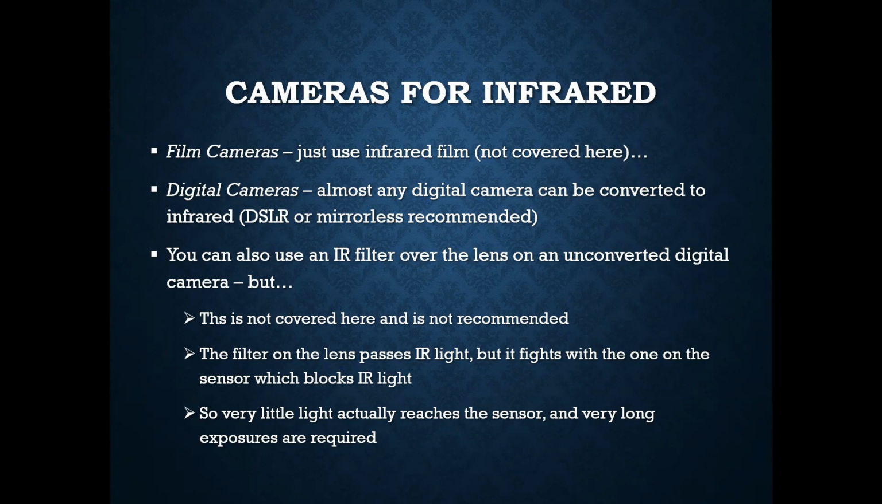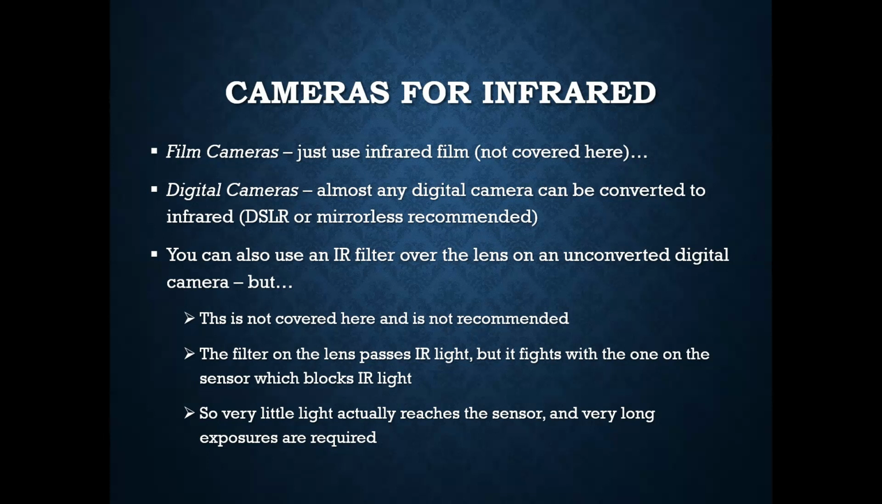You can capture infrared light with almost any camera, and that's film or digital. If you try and capture it with an unconverted digital camera, you'll immediately run into a problem because there's a filter over the sensor that's trying to block infrared light. If you put a filter over the lens that passes infrared light, then those two filters are fighting each other. But people do that sometimes. It requires really long exposures because very little light ultimately gets through. But there are people that do that. I don't recommend it. I've never tried it myself.